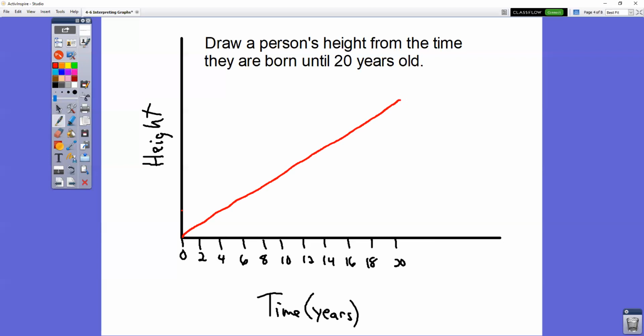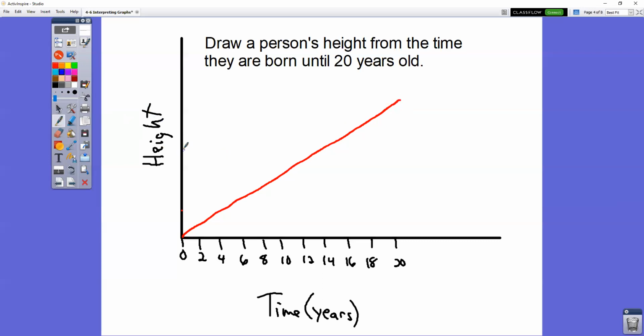Now, why would this be a wrong answer? This would be a wrong answer because do you grow the same exact amount? Imagine that this is a straight line. Would you grow the same exact amount every single year from the time that you are born until the time that you are 20? No, you wouldn't. You don't grow the same exact amount, so it would not be a perfectly straight line. Would the line be going up? Yes, it would be. But would it be the same exact amount each time? No.